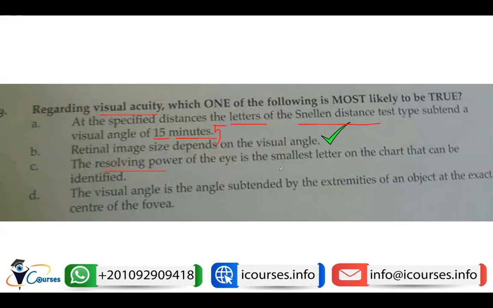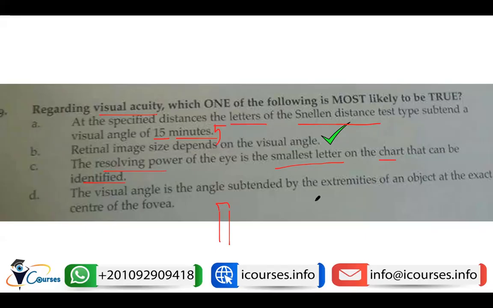The resolving power of the eye is the smallest letter of the chart that can be identified. This is not true. Actually, the resolving power is a power of discrimination, how to separate two targets. So if we have a target like here and a target like here, as long as you are able to separate the two lines, then this is called the resolving power of the eye, or the minimum separable, or the resolution of the eye.